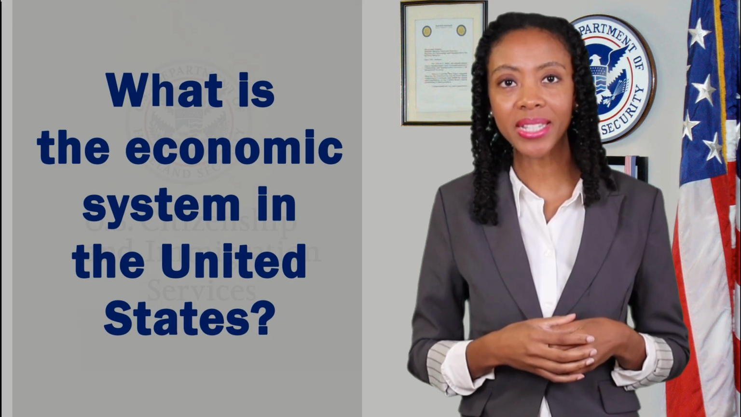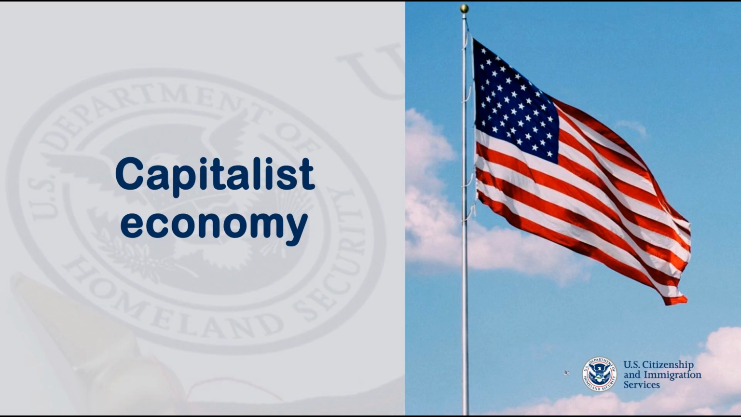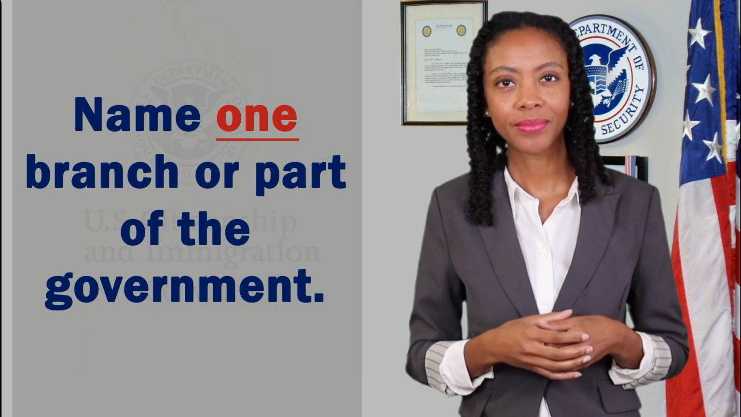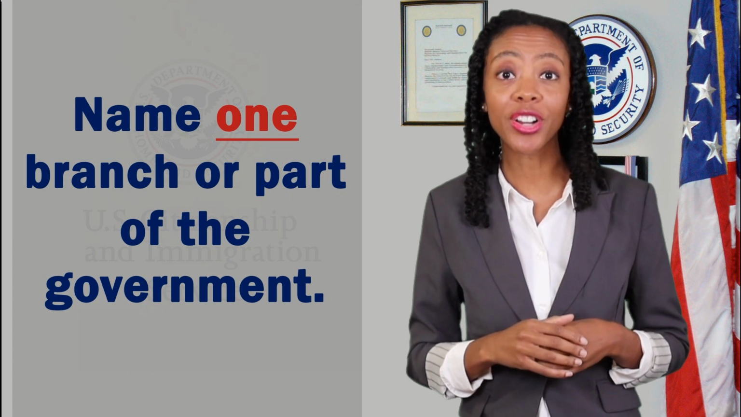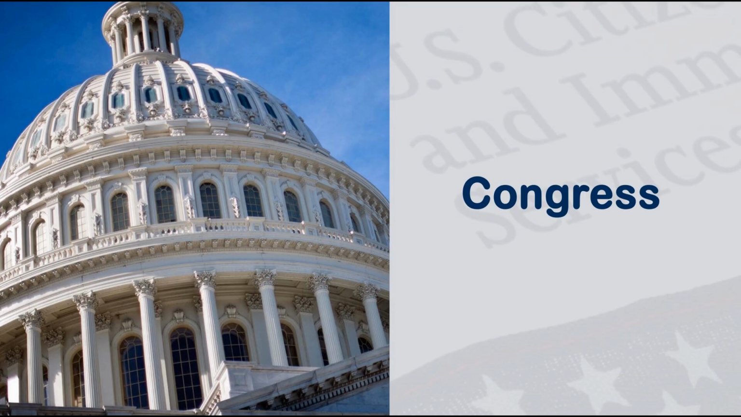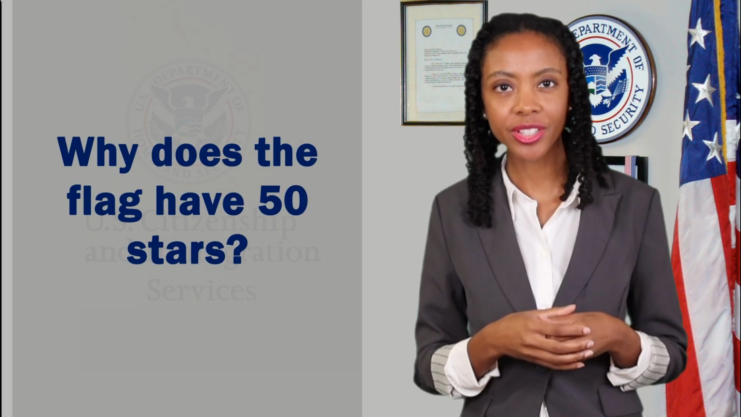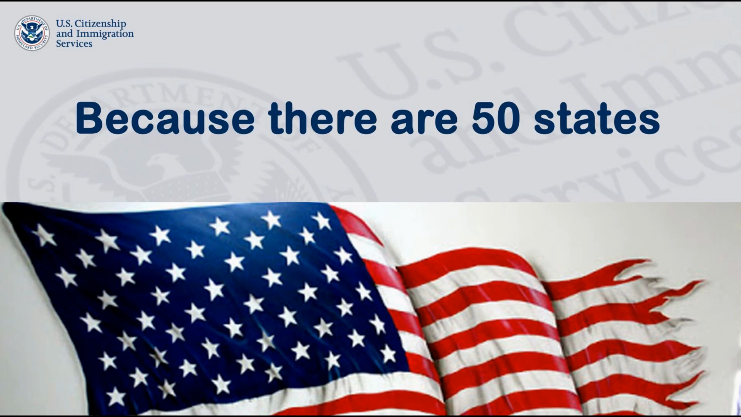What is the economic system in the United States? Capitalist economy. Name one branch or part of the government. Congress. Why does the flag have 50 stars? Because there are 50 states.